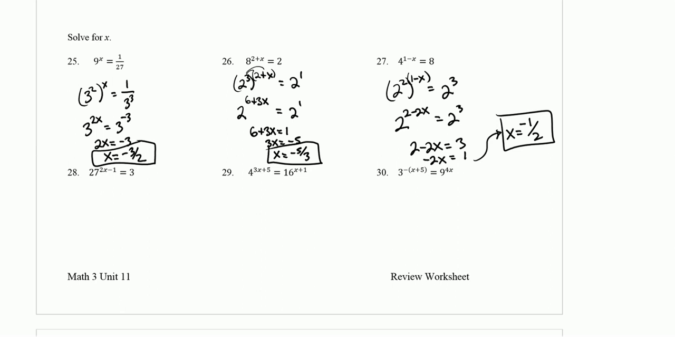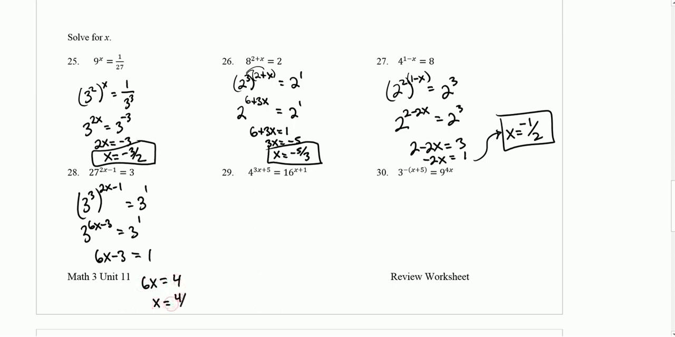Number 28, 27 is 3 to the 3rd power, still has the exponent 2x minus 1, and 3 is 3 to the 1st power. Multiply the exponents and you get 3 to the 6x minus 3 equals 3 to the 1. Set your exponents equal to each other, add 3 to both sides, and divide by 6. And you get x is 4 over 6, which is 2 over 3.